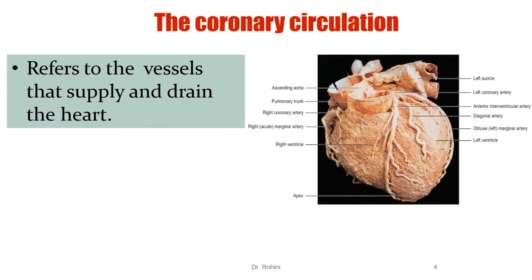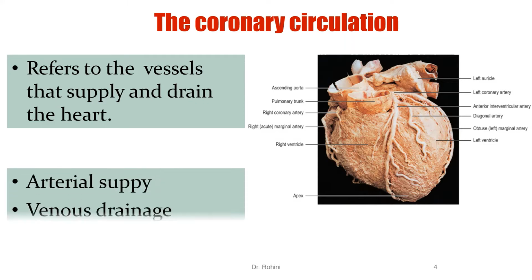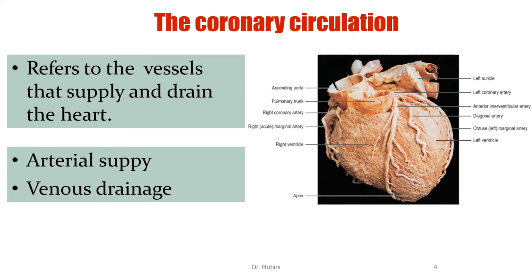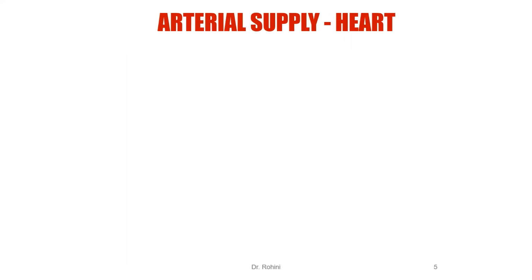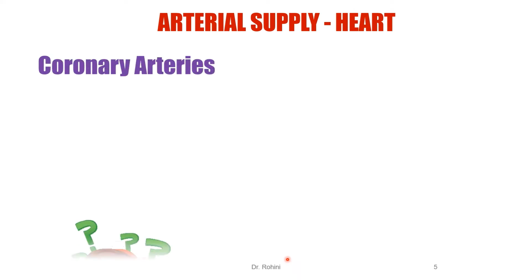Now the coronary circulation. It refers to the vessels that supply and drain the heart. Vessels, as you all know, include arterial supply and venous drainage. So today we are going to discuss the arterial supply. Arterial supply of the heart is by coronary arteries.